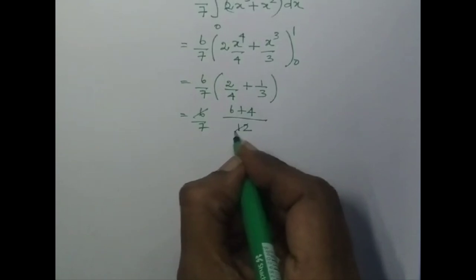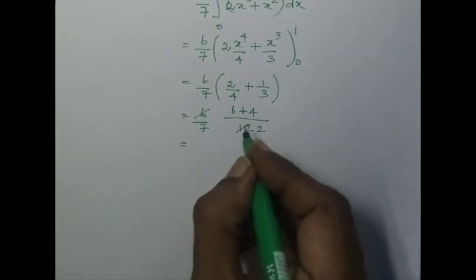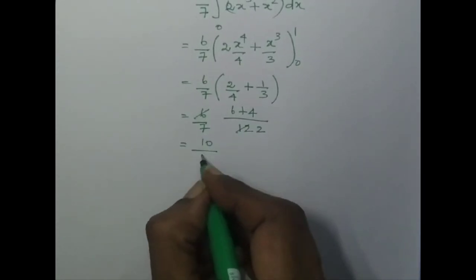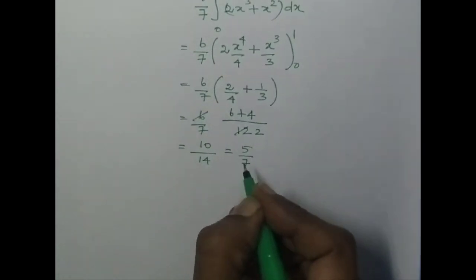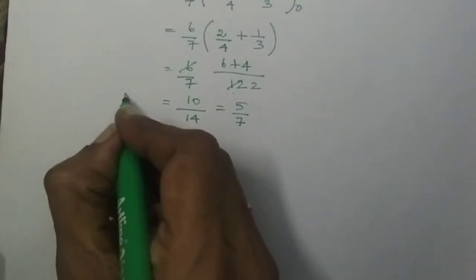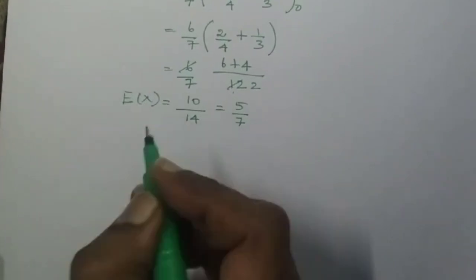So 6 and 12, it goes 2 times. 6 plus 4 is 10 divided by 14. So this is equal to 5 by 7. So E of x is equal to 5 by 7.